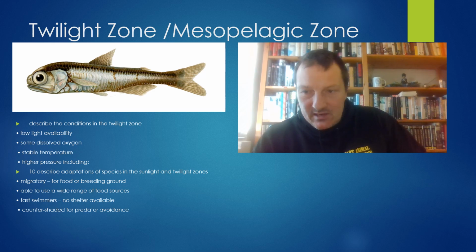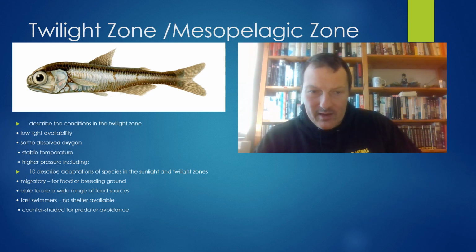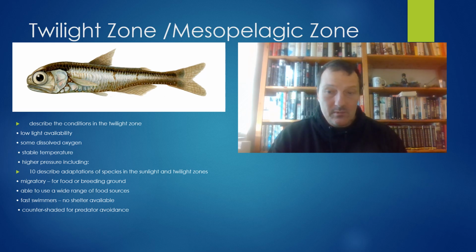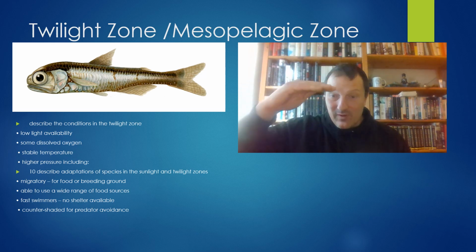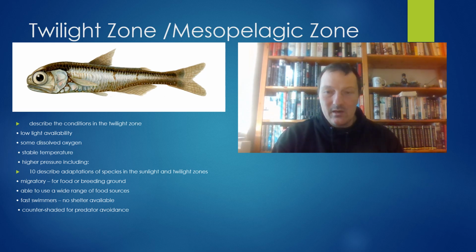As we descend below our sunlight zone, we get into the twilight zone. In the twilight zone, there's still a little light, but there's not enough light for photosynthesis. There's still some dissolved oxygen, and temperature tends to be more stable as we don't have the fluctuations we'll see at the surface. Pressure will be higher. We now have about 200 to 500 meters of water above us pushing down, so organisms living here will have to be adapted to this kind of pressure.